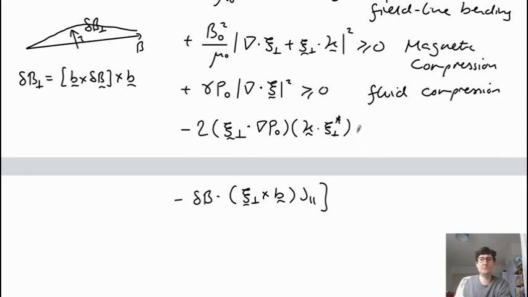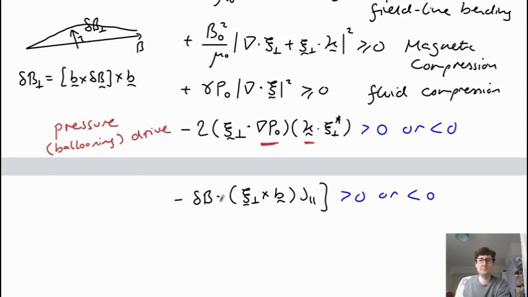These last two terms, these are what can drive instabilities. So these can be positive or negative. This first term here is the pressure drive. So here we have the pressure and the curvature. It's called the pressure drive or ballooning drive sometimes. And the second term here, which also can be positive or negative, is driven by parallel current. This is called the kink drive.